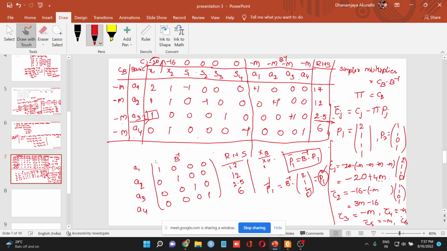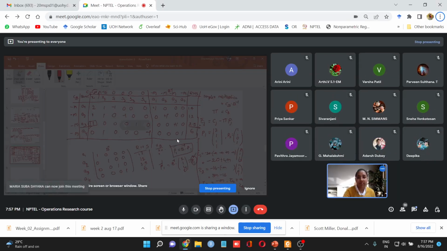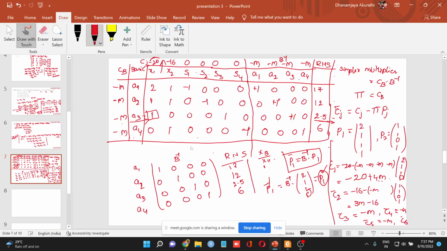Why? Anyone can guess why we have lesser calculations in this revised simplex than the other methods we have learned so far? Okay, let me tell you. Here every time we are calculating the deviation rows for the non-basic variables only.